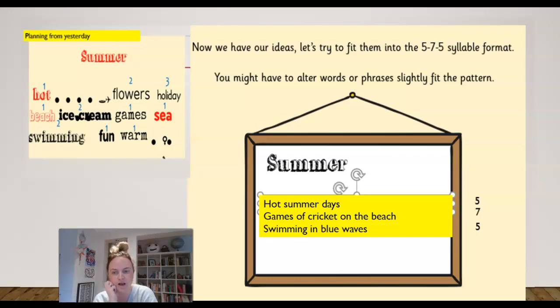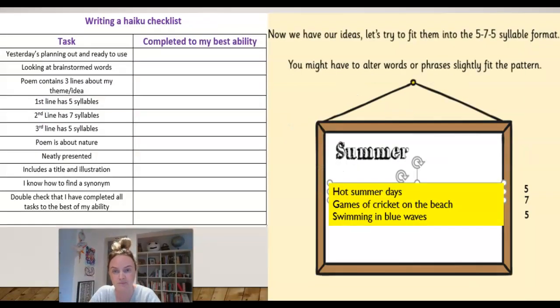So I've written my haiku, but I need to check that it fits the 5-7-5 syllable format. So what I'm actually going to do is go to today's checklist to help me see if I've written my haiku properly. Okay, so here's my haiku that I've written. Okay, so we've written this one down together.